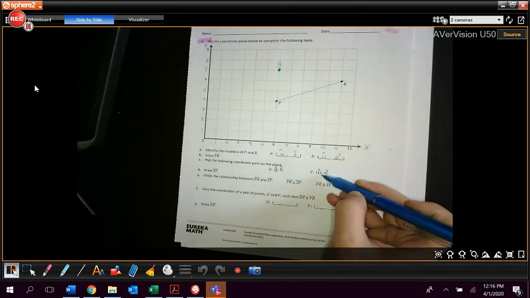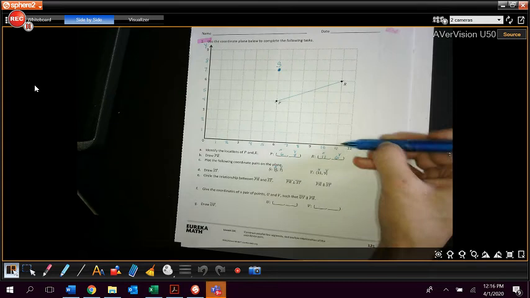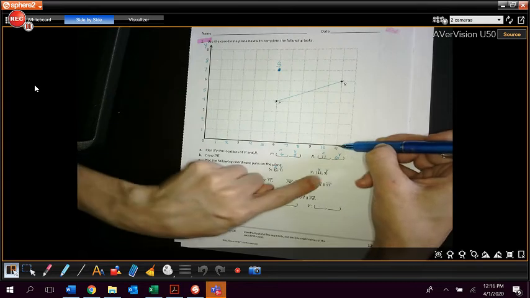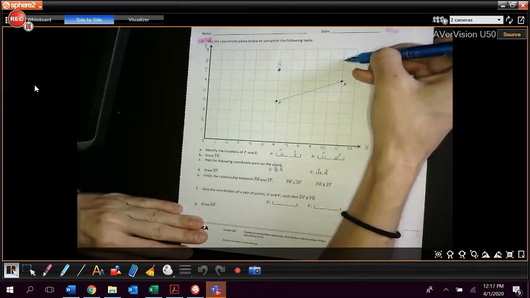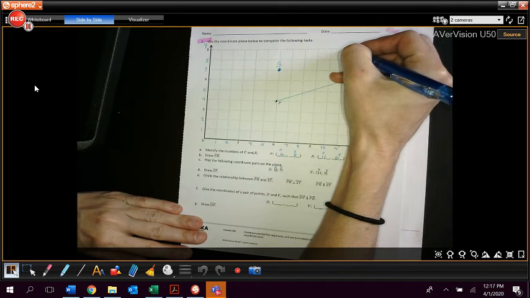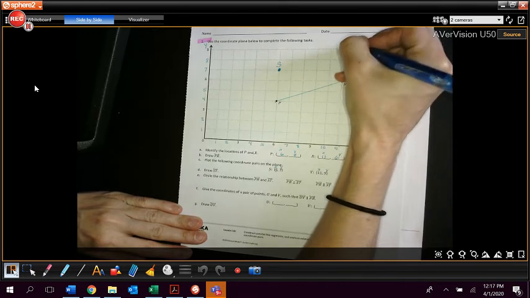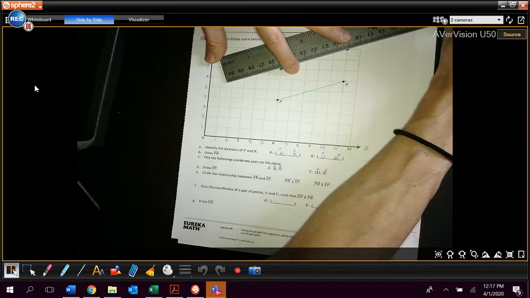Then I'm going to look for T, which my X is 11. And my Y is 9. So I'm going to go back all the way up to 9 right here. And this is going to be T. Then it's asking to draw it. So again, I'm going to take my ruler. Remember, if you don't have a ruler, just as long as you have something where you're able to make a straight line.